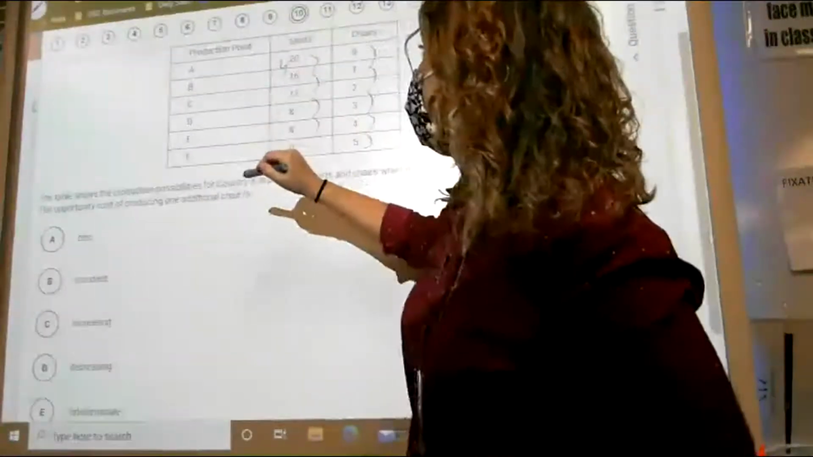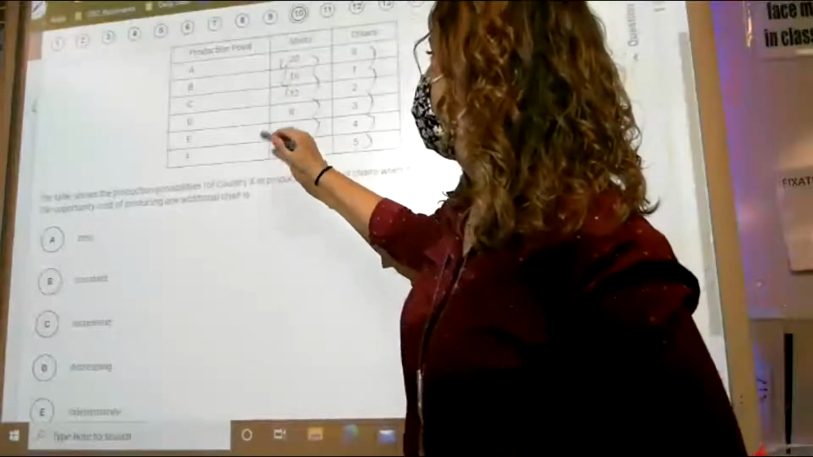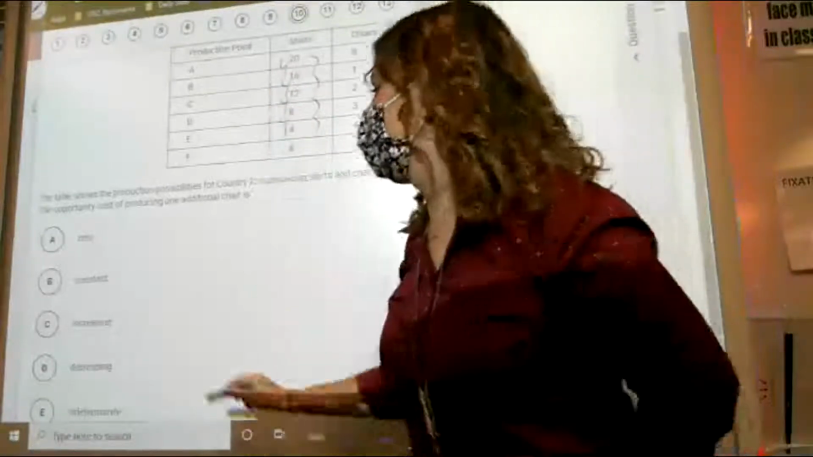How many shirts do you lose again? 4. Again? 4. It's constant. Oh, it's the same amount of loss.